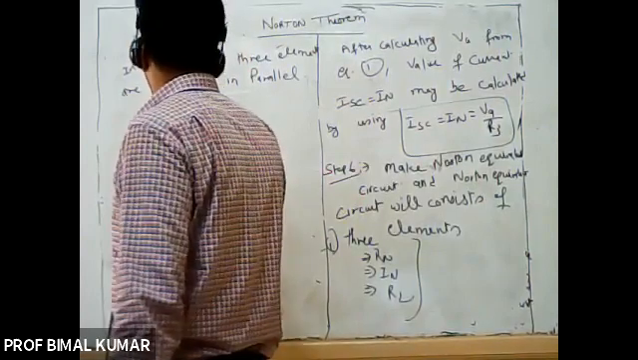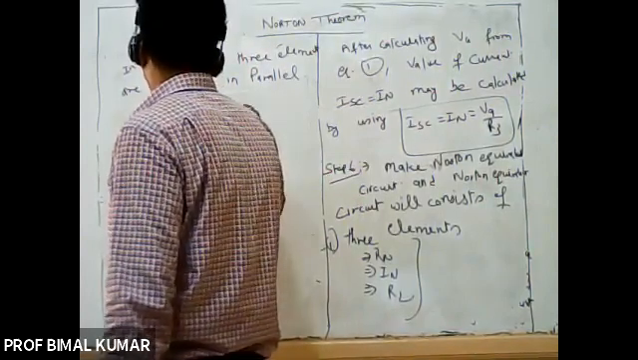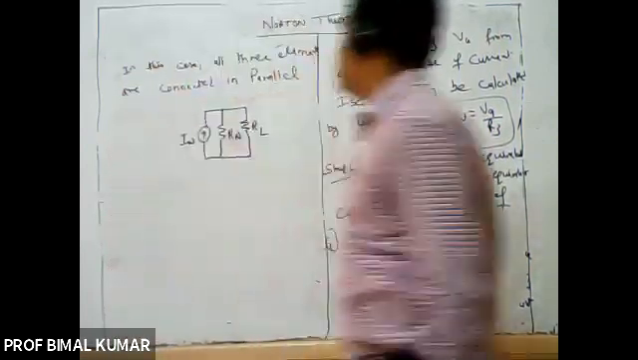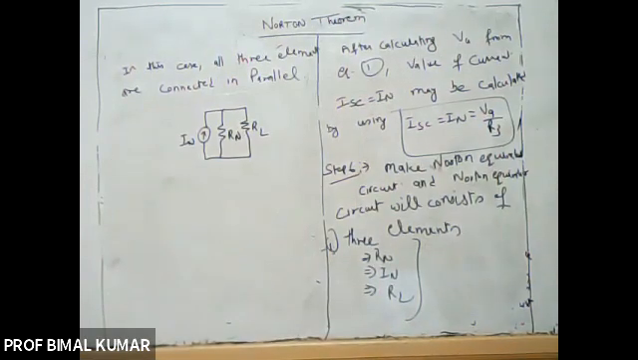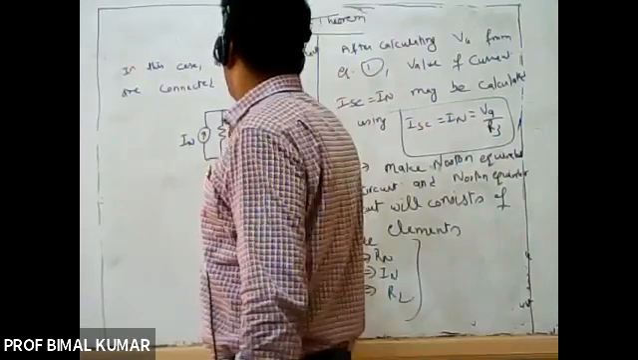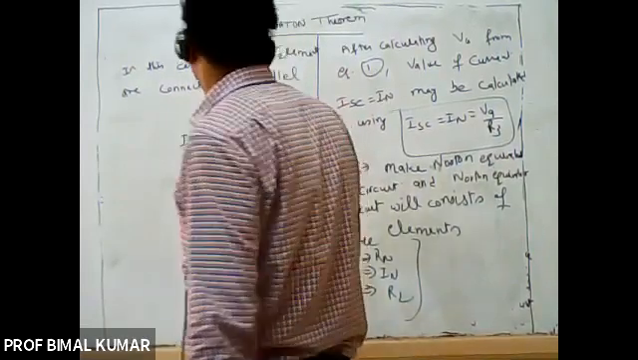IN, RN, and here it will be RL. So this is your Norton equivalent network. The Norton equivalent network will consist of three elements: IN, RN, and RL, and all three are connected in parallel. So I may calculate the current here, and that current is the load current, the required load current.